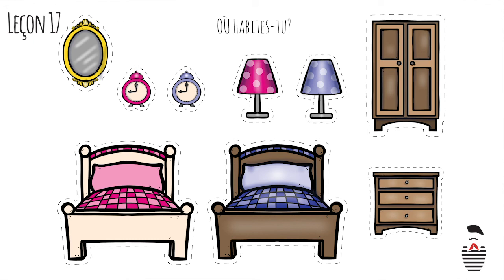Now let's read on the last page, the one that you can cut out. Let's see if you can remember. What is a mirror again? Le miroir. What is an alarm clock? Le réveil. What is a lamp? La lampe. And your cupboard? L'armoire. And then your bed? Le lit. And then your cupboard with the drawers? La commode. So now you can make me your room.